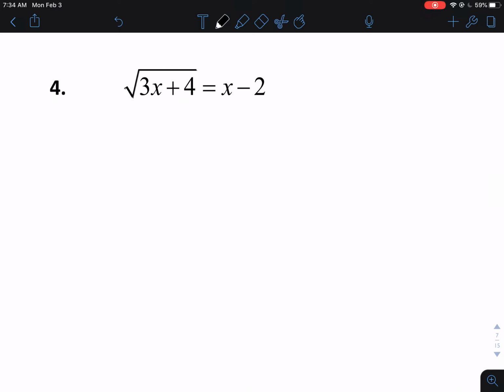So number 4, we've already got the radical by itself, so you can square each side. Here's where it would probably be best to put the right side into parentheses.